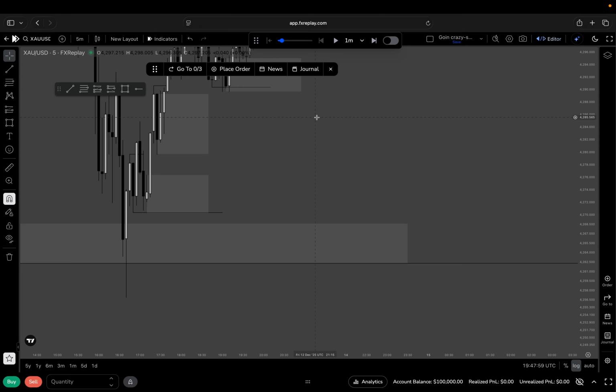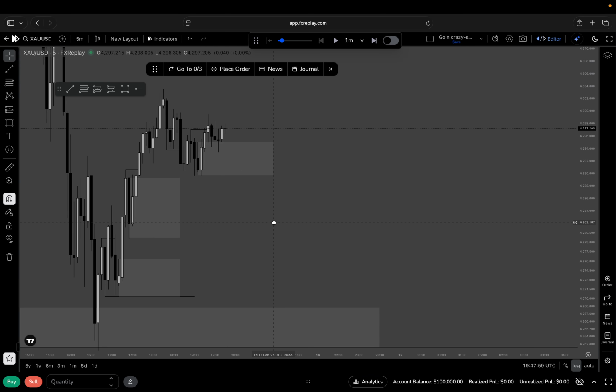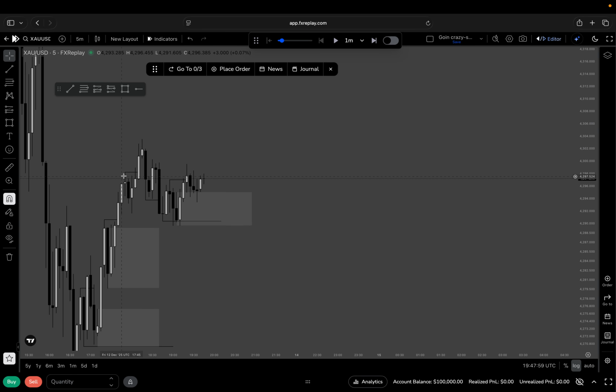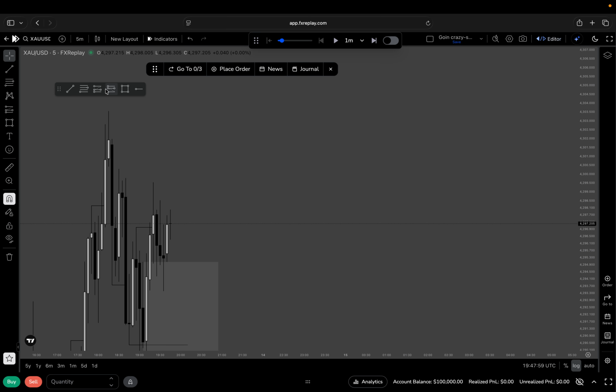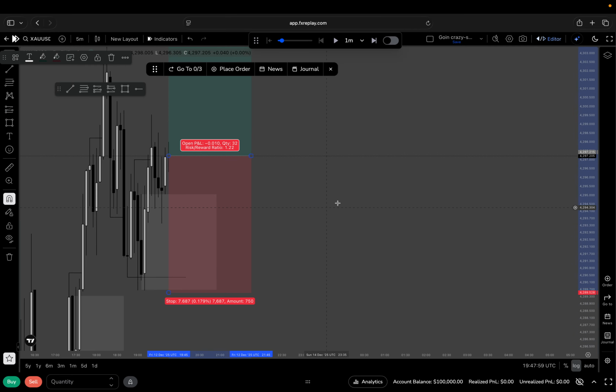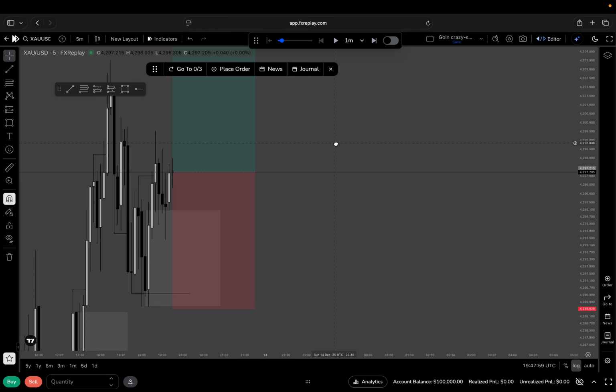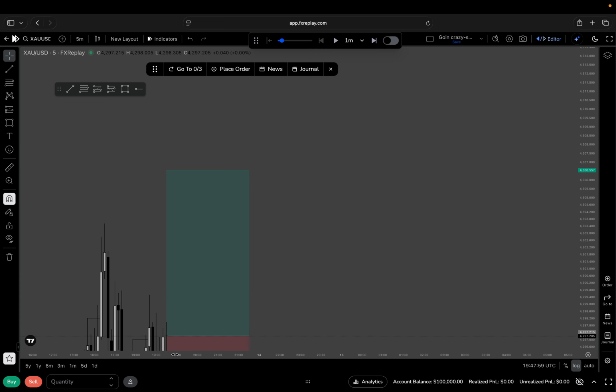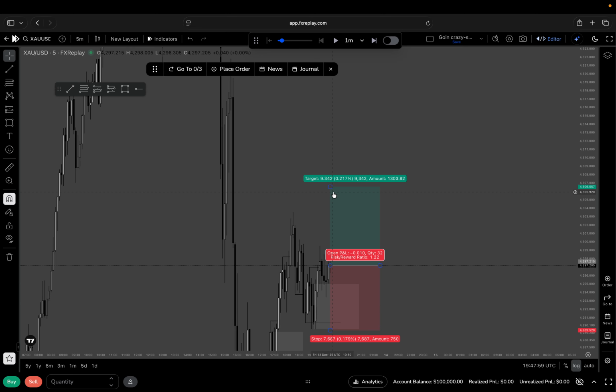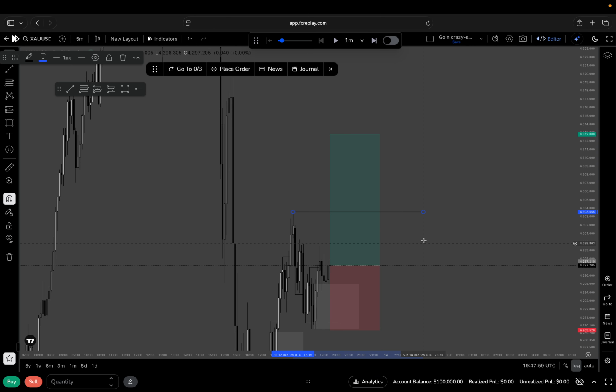So we get that 15-minute sweep. Break structure, no sweep. Break structure, no sweep. Break structure, we get a sweep. We then get a resweep, and then we break structure once again. We can look to take long from this. We can look to target a 1 to 2, and break even at this high.